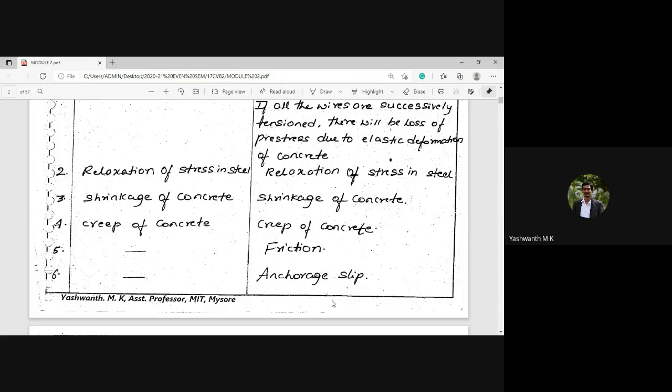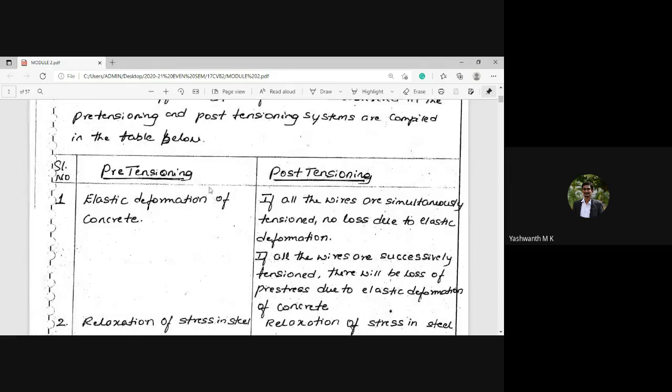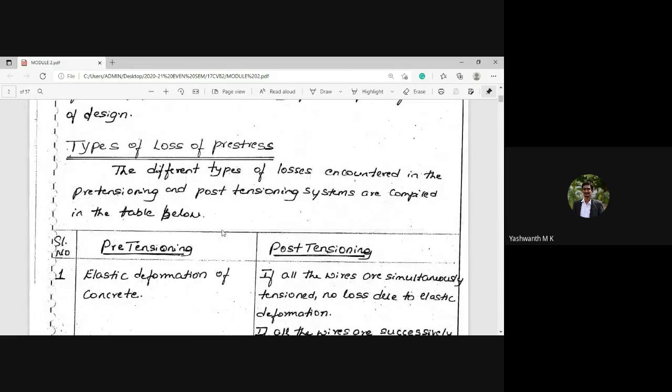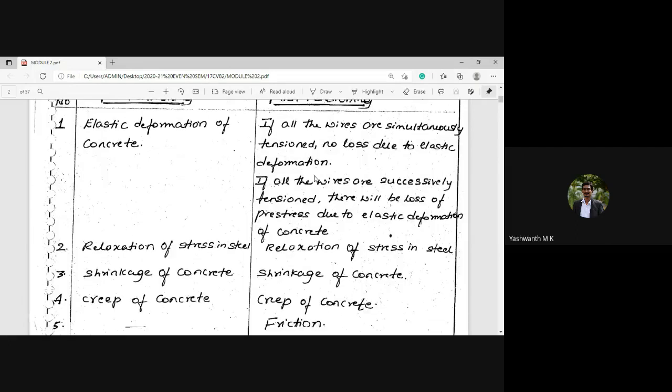So because of these two additional losses, there is a loss of pre-stress that is going to happen in the pre-stressed concrete beam. So these are the different types of loss of pre-stress you are going to come across in the case of pre-tension pre-stressed concrete beam and next post-tension pre-stressed concrete beam. Okay, so please note down.